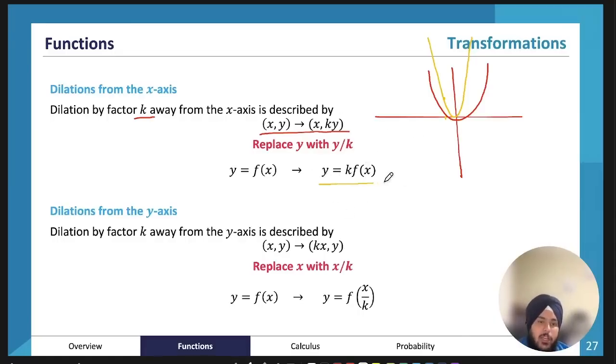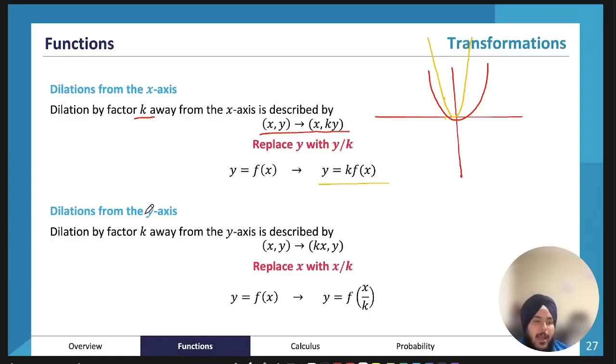Or alternatively, if you have y equals f of x, to dilate by a factor of k from the x-axis, we can just do y equals k f of x. Function notation is really great because you can do it on your CAS in one step if you know how to use it properly. So I would probably have a table with the different transformations and how to apply them, both using the coordinate and the function notation method.